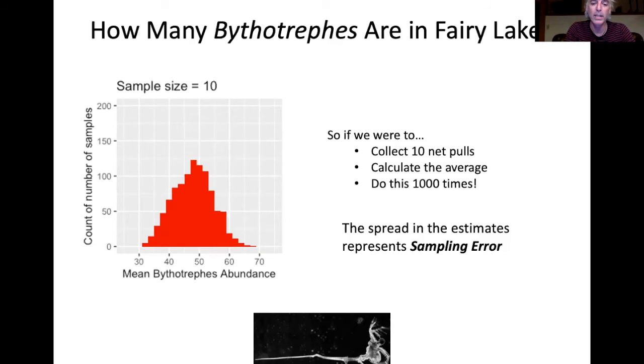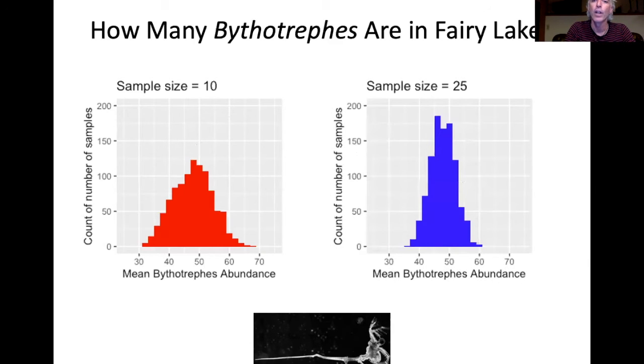So how can we deal with this sort of sampling error? Or is there anything that affects how big this sampling error is? Well, in fact, there is. All of these samples came from a sample size of 10 net pulls. What if we were to repeat this whole exercise, but instead make each of our samples have a sample size of 25 net pulls instead?